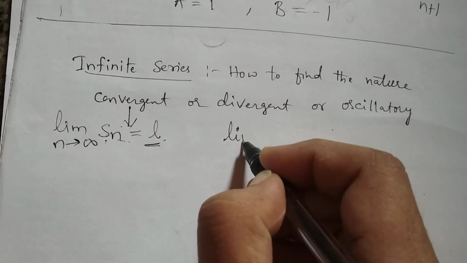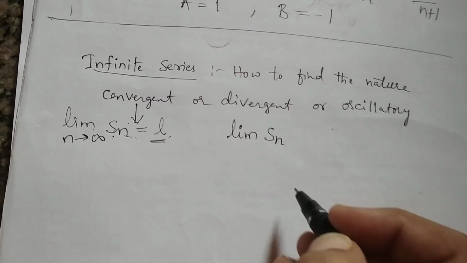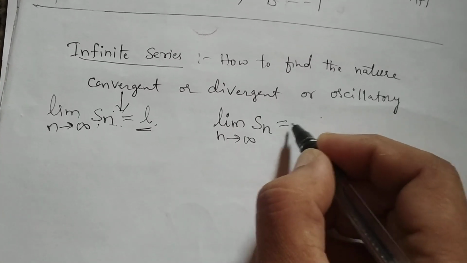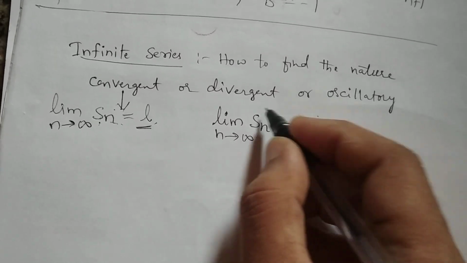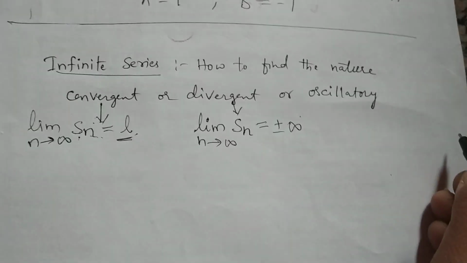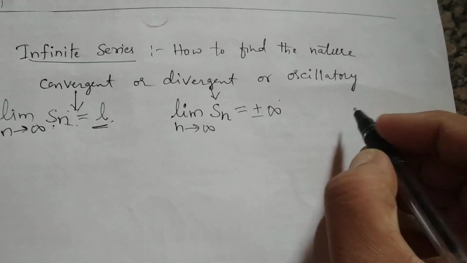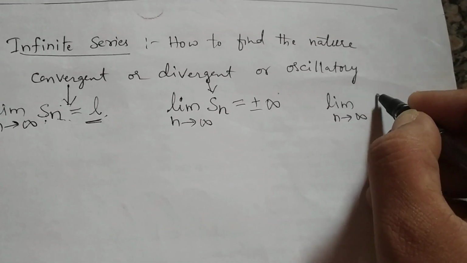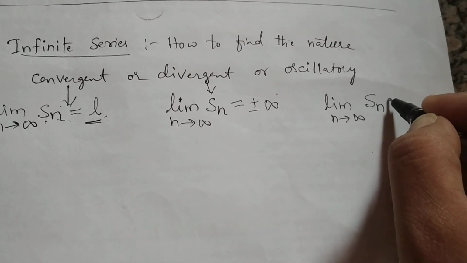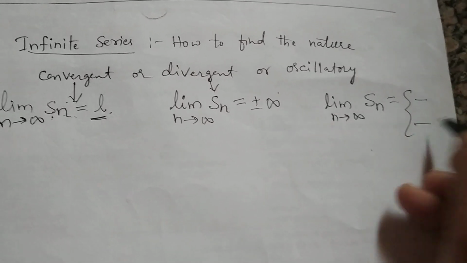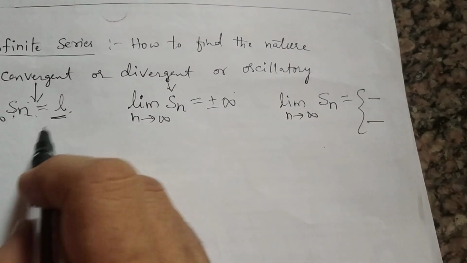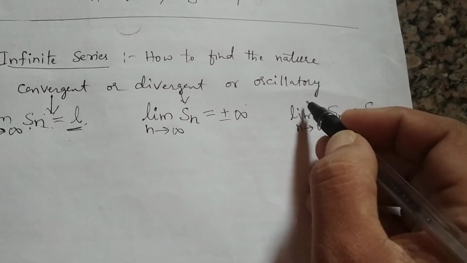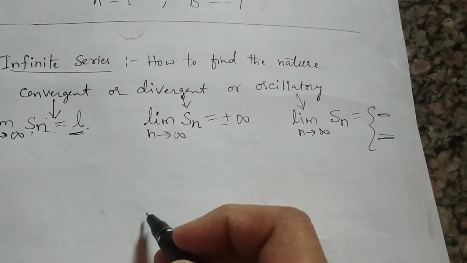Now, suppose after finding the first n terms, when you apply limit as n tends to infinity, in case your answer is plus or minus infinity, then such a series we call a divergent series. And whenever you apply limit as n tends to infinity for Sn, in case you get more than one result, as we learnt in the previous class, such a series we call oscillatory.